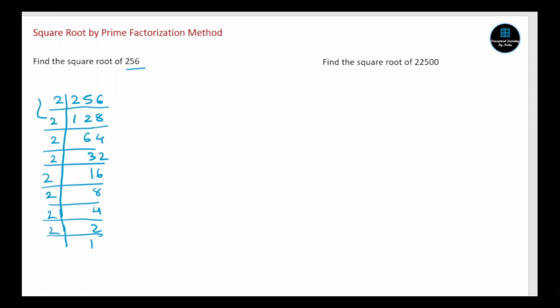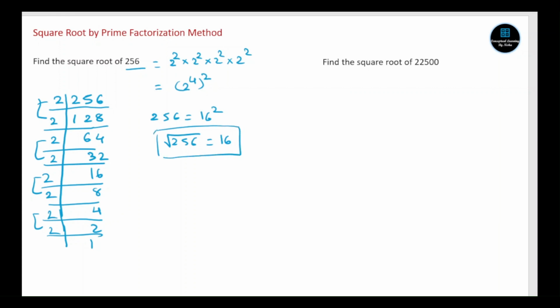Now I'll find the pairs of the factors because we are finding the square root. I can write this as 2 squared times 2 squared times 2 squared times 2 squared. So basically this is 2 raised to 4, squared. So 256 is 16 squared, or I can say the square root of 256 is 16. As I mentioned earlier, we are finding the positive square root only in this video. In an actual scenario, positive 16 and negative 16 are both square roots of this number.